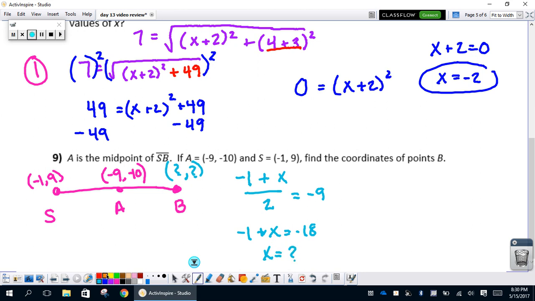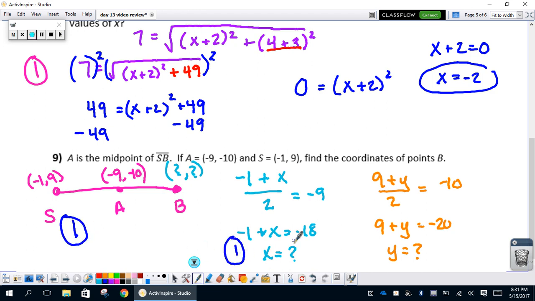Okay, then you have 9 plus some y divided by 2 has to get you to -10. Multiply both sides by 2, and you get your y. Okay, so when I check this, I will be giving you a point for the picture. I'm going to give you a point for the x and a point for the y. Okay?